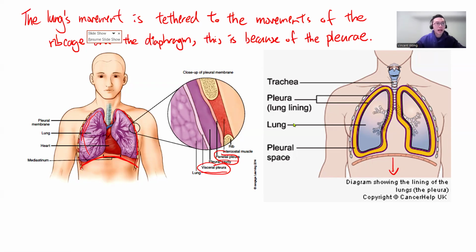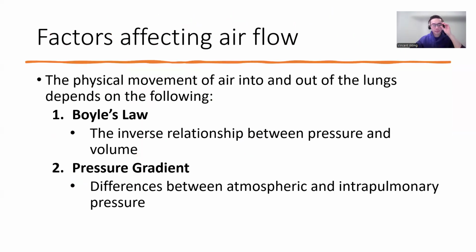Now let's take a look at several factors that would affect the flow of air in our respiratory tract. Number one, we have what's called Boyle's law. Boyle's law is one of the gas laws. I think you might have learned that in your chemistry class last semester. I might be wrong. But Boyle's law is the inverse relationship between pressure and volume when temperature is constant.